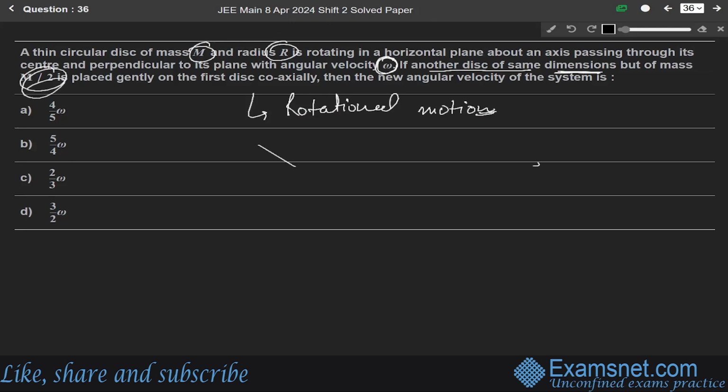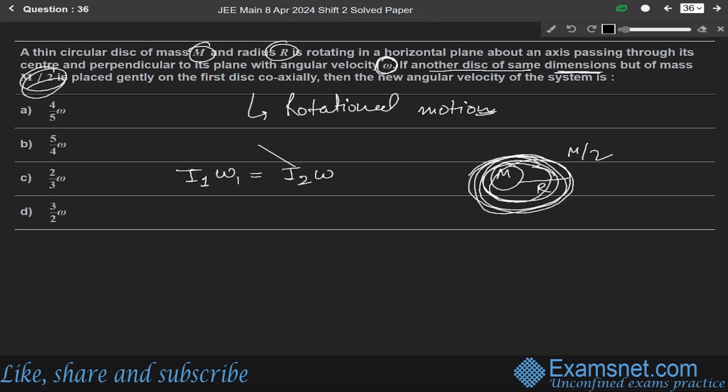So it is something like this. Let us say this is the first disk, its radius is r and its mass is m, and another disk is placed over it whose mass is m by 2 and radius is the same. So we have to find the new angular velocity of the system. The new angular velocity will be found by using this formula: I1 omega 1 equals I2 omega 2.